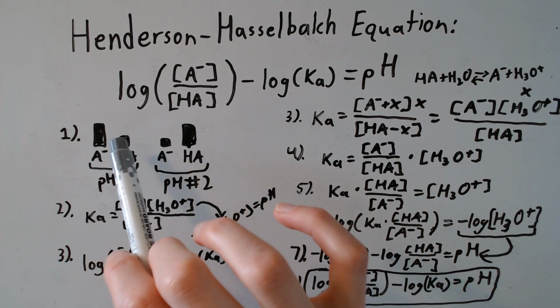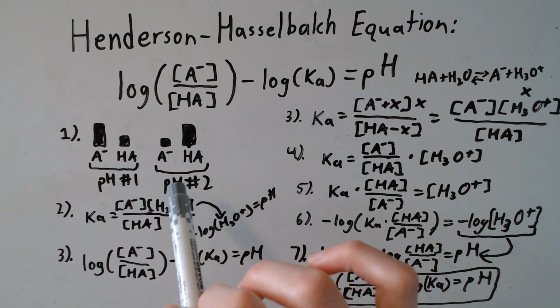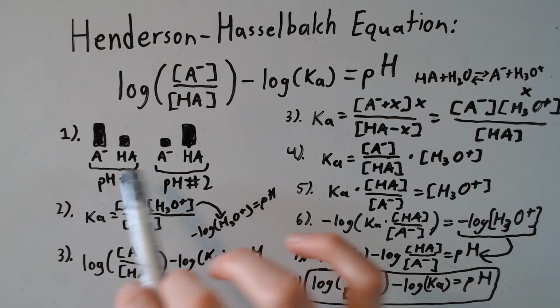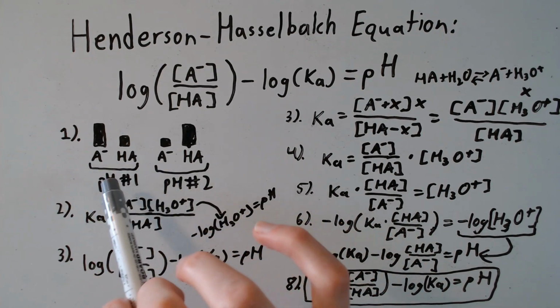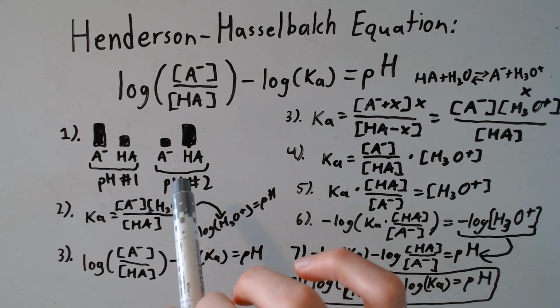So their ratios might change in different solutions, as can be seen here. And so would the pHs. The pH here is different from, let's say, the pH here. In this case, we have more of the base, so the pH is slightly higher. And in this case, we have more of the acid, so the pH is slightly lower.